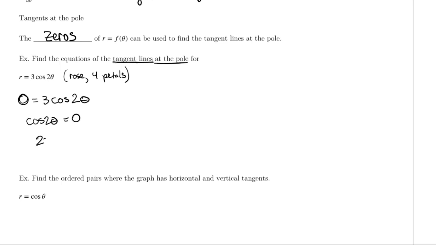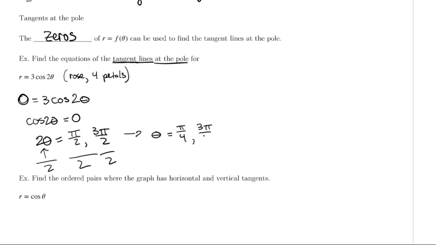And that means our angles 2 theta are going to be equal to those angles that make cosine 0. And if we're only concentrating on the angles between 0 and 2 pi, that's going to be pi over 2 and 3 pi over 2. And to get theta by itself, we have to divide everything by 2. So we get theta equals pi over 4 and 3 pi over 4.